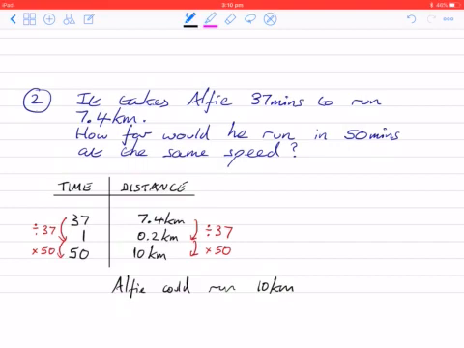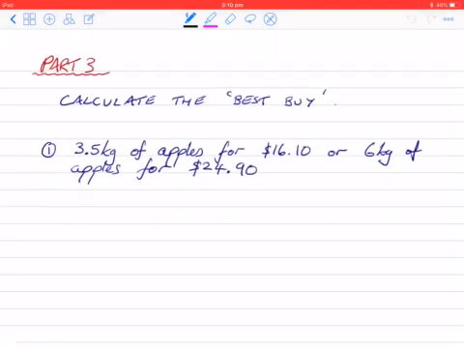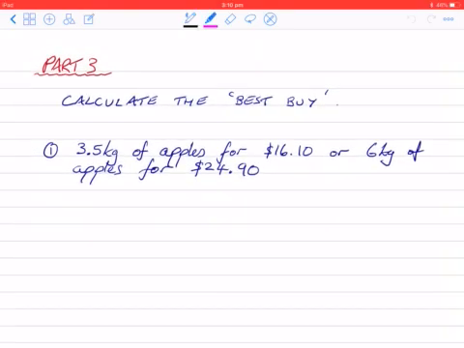All right, now that's the end of part 2. Have a go at those part 2 questions before you have a look at part 3. Okay, so here we go, part 3. So part 3 here is all about this idea of best buy. Okay, so best buy means working out what is the best value. So we use the same technique that we've been doing.